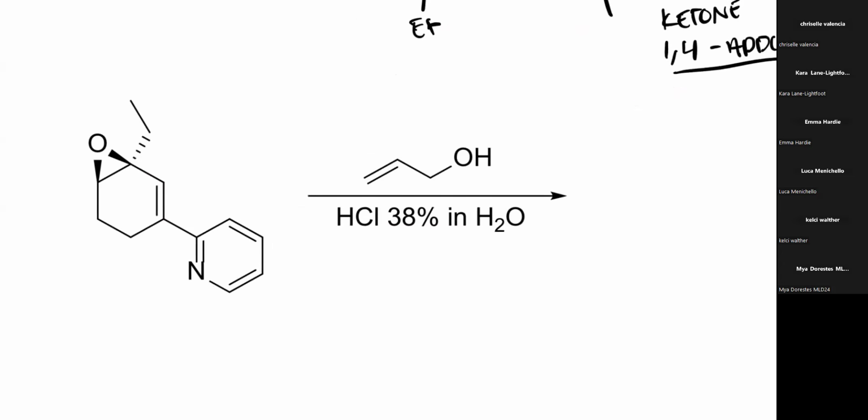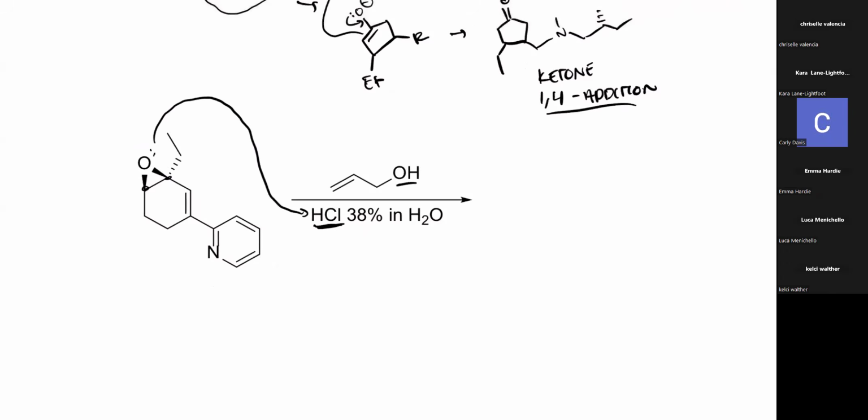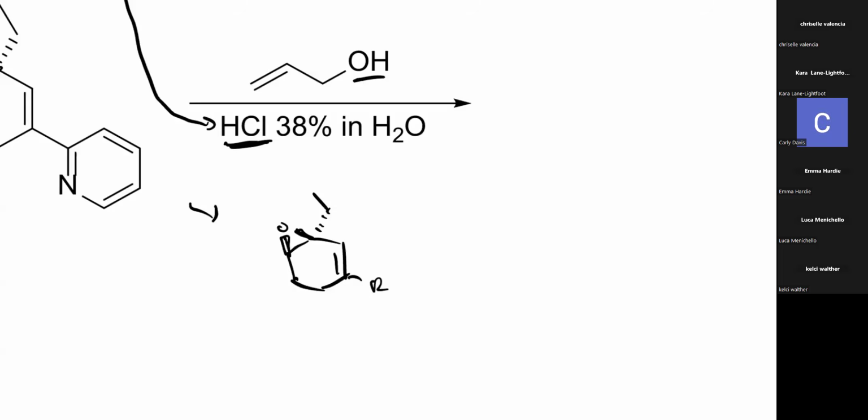Okay. So this looks like a nucleophile to me. This looks like an acid. I have something that looks like an electrophile. So what's going to happen here is that, just like always, acids protonate my electrophile. That's step one. Step two is the nucleophile attacks the electrophile.